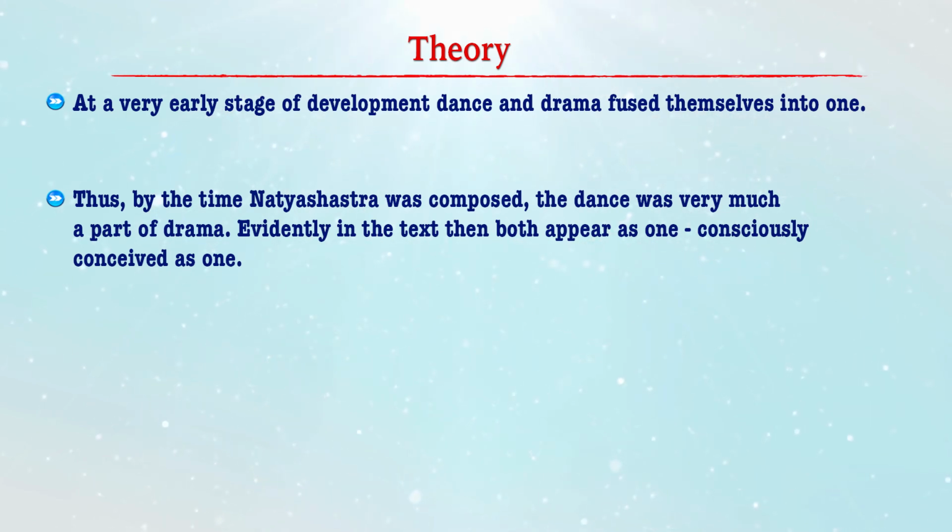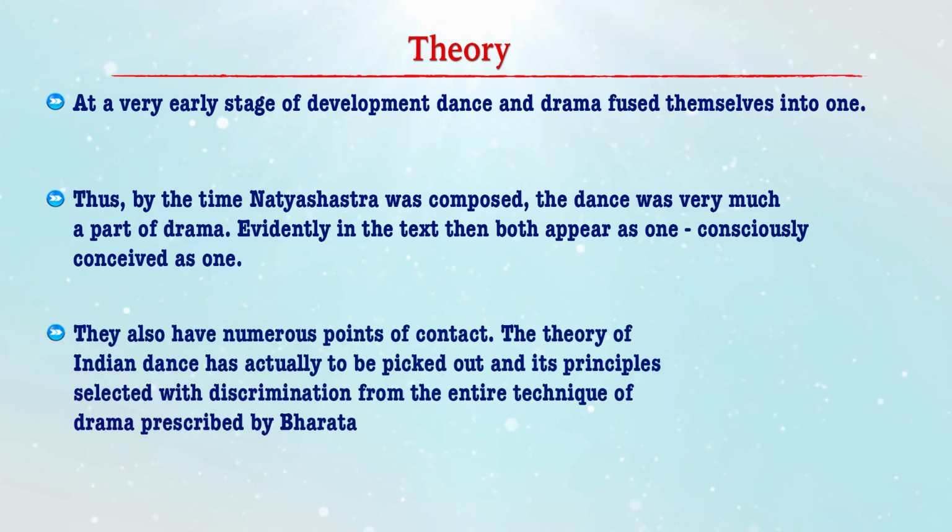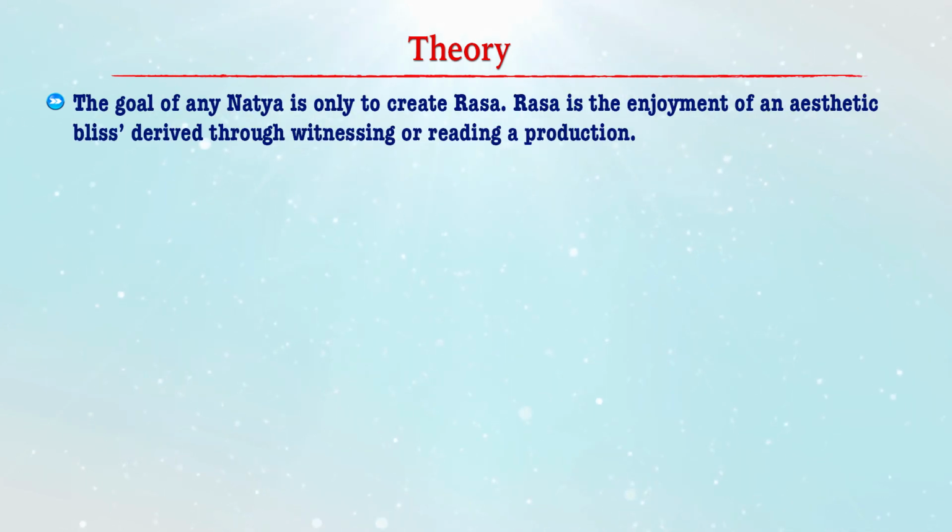Evidently, in the text, both appear as mutually supplementing and supporting each other, and there are numerous points of contact. The theory of Indian dance has actually been picked out and its principles selected from the various techniques of drama prescribed by the text. The goal of any natya is only to create rasa. Rasa is the enjoyment of an aesthetic bliss derived through witnessing or reading a production.